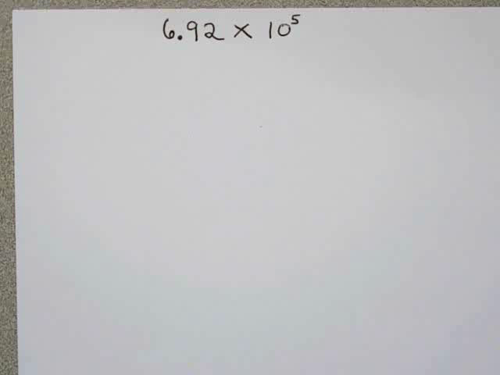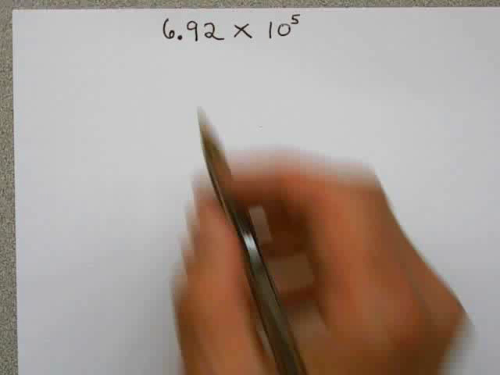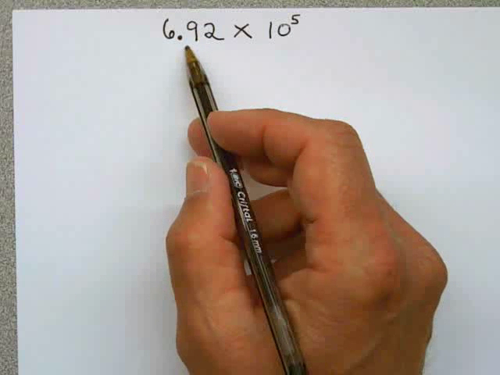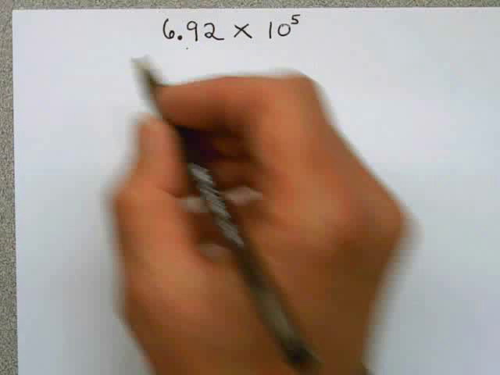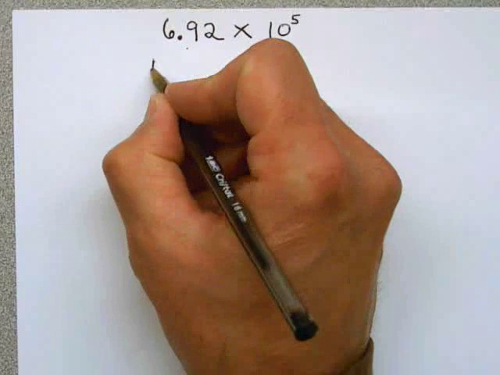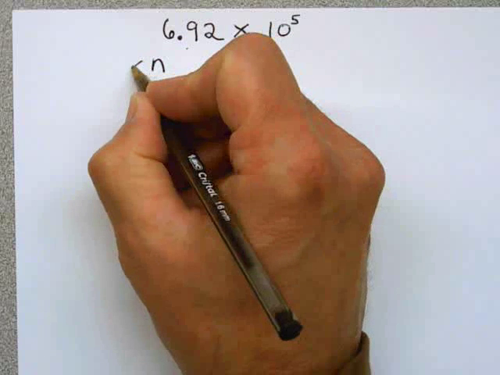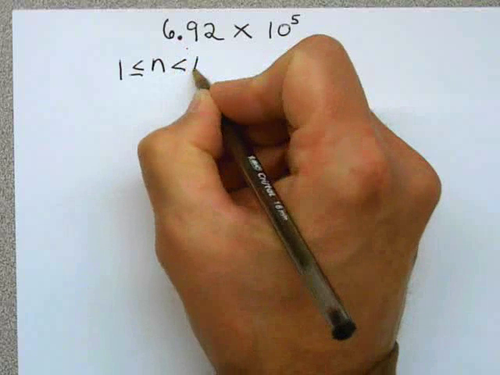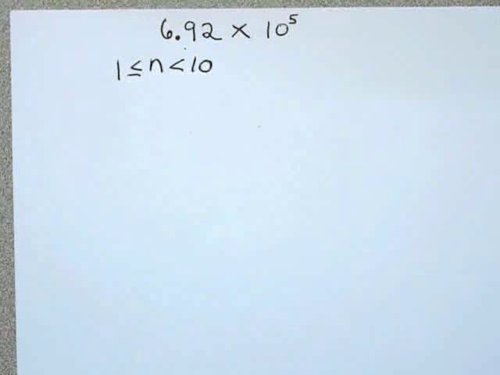And a couple of things to note here. First is that this first factor in this multiplication problem is greater than or equal to 1. It will always be greater than or equal to 1 and less than 10. So the first factor, let's call it n, is always going to be greater than or equal to 1 and less than 10. Okay, that's our first fact.